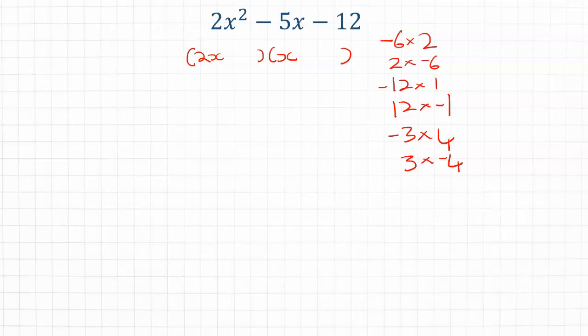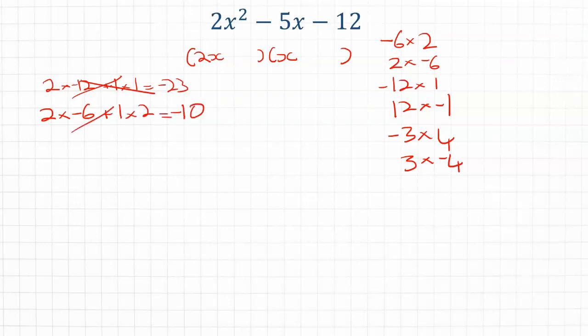2 times minus 12 is minus 24, and 1 times 1 is 1. So adding these together, that comes to minus 23, not minus 5, so this is not our pair. 2 times minus 6 is minus 12, and 1 times 2 is 2. Adding these together, we get minus 10. So again, this is not our pair. 2 times minus 4 is minus 8, and 1 times 3 is 3. Adding these together gives minus 5, which is the number we're looking for. Therefore, minus 4 and 3 are the pair of numbers we will use in the brackets.